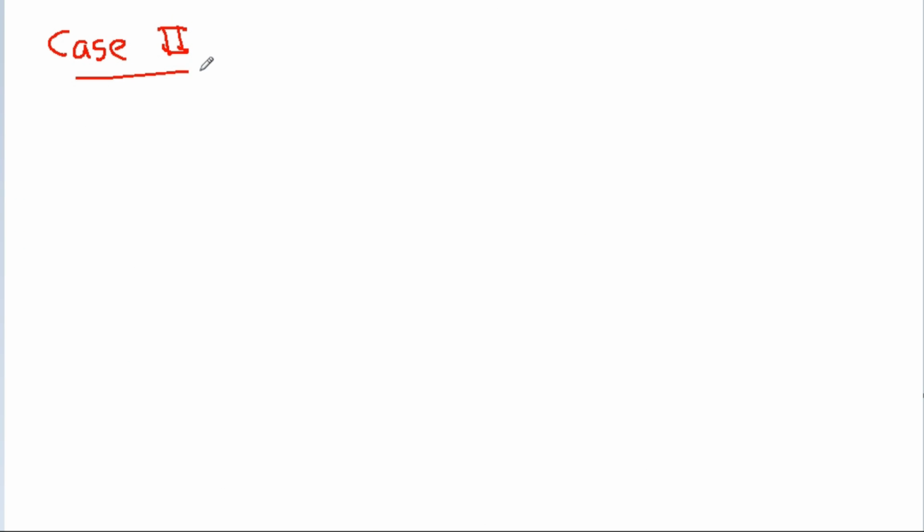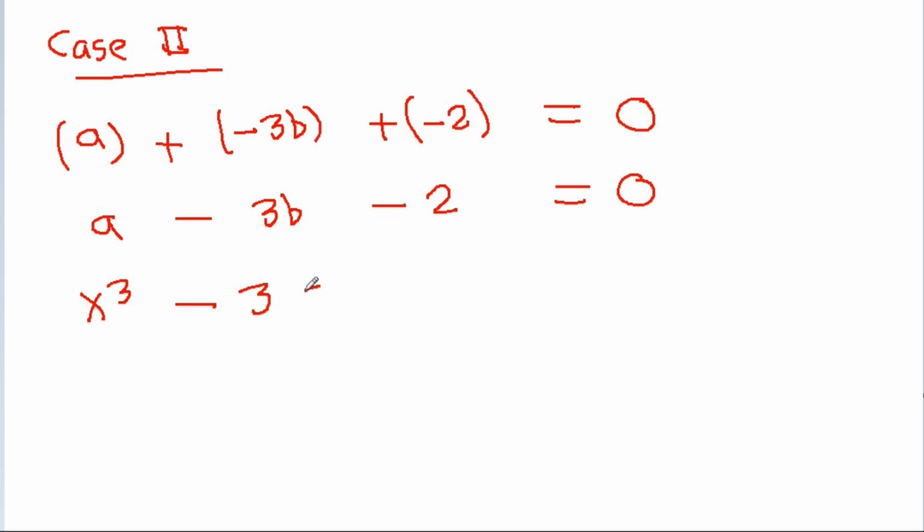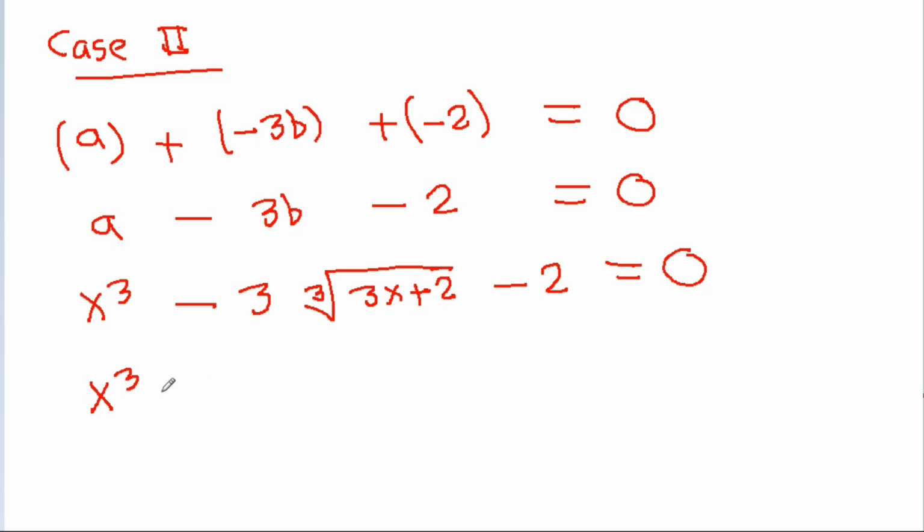Case 2 is a plus minus 3b plus minus 2 is equal to 0, and it is a minus 3b minus 2 is equal to 0, and a is x cube minus 2 by 3 and b is cube root of 3x plus 2, so x cube minus 2 is equal to 3 times cube root of 3x plus 2.